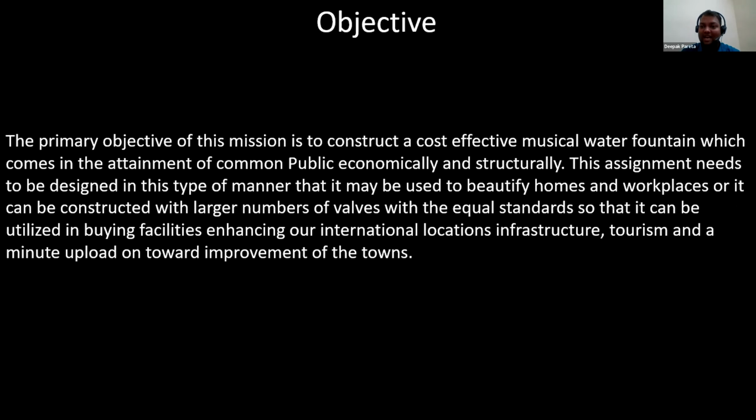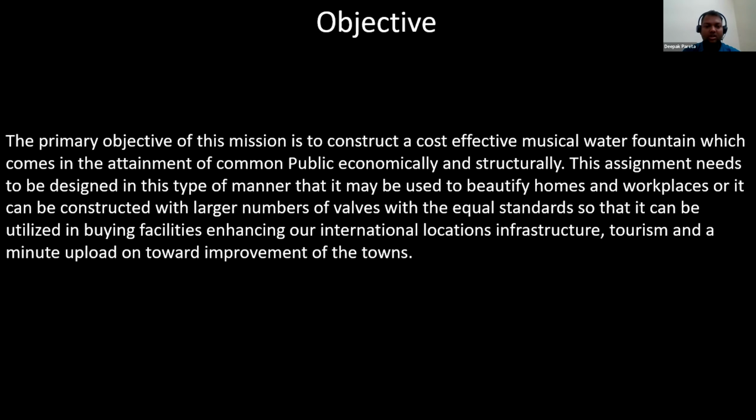So coming to our objective, the primary objective of our mission was to construct a cost-effective musical water fountain. As I've mentioned earlier, a lot of these projects were very big scale projects constructed using a lot of money, nearly crores of rupees. So here we try to make a similar kind of project that is also IoT enabled, and it will be constructed with a fraction of the amount. The construction cost nearly 5 to 10,000 rupees.